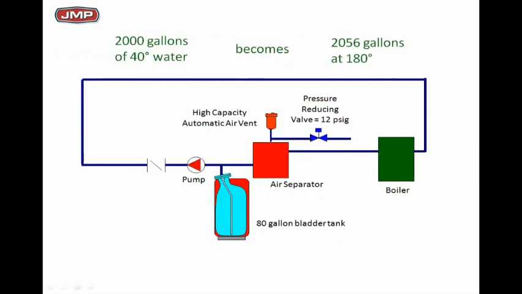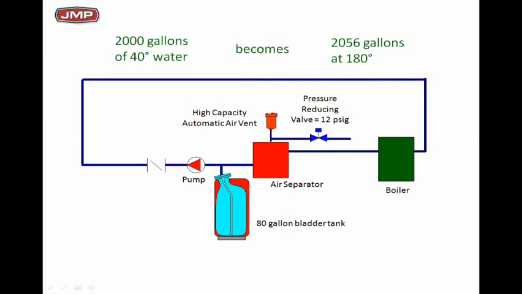So here we go. I've got 2,000 gallons of water at 40. It's going to become 2,056 gallons of water at 180. Will an 80 gallon B300 bladder tank be big enough? What is our fill pressure? Our fill pressure is 12 psig, so makeup pressure is 12.